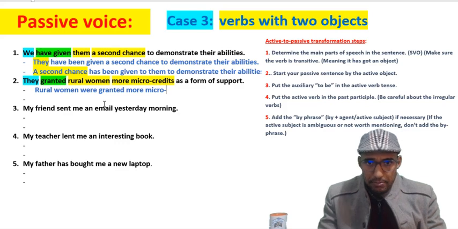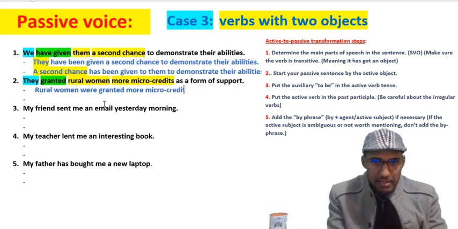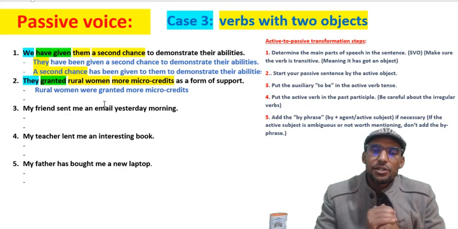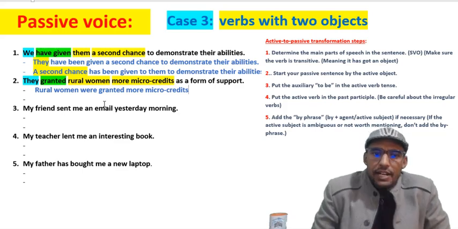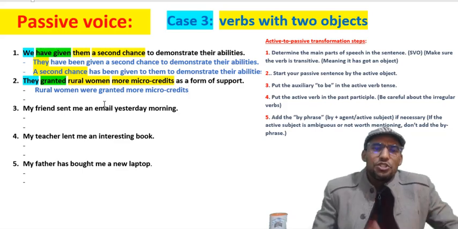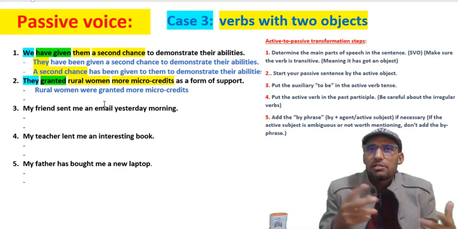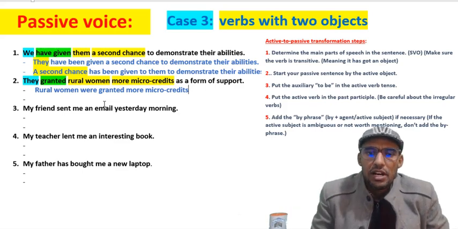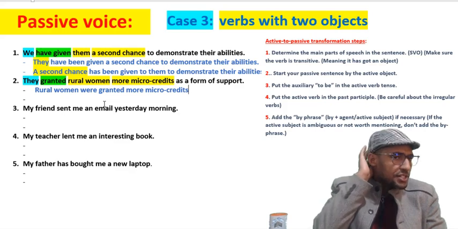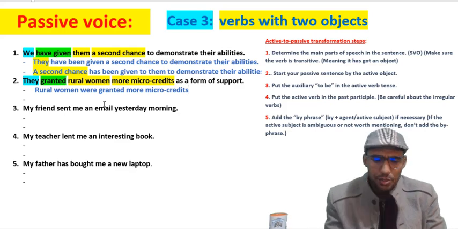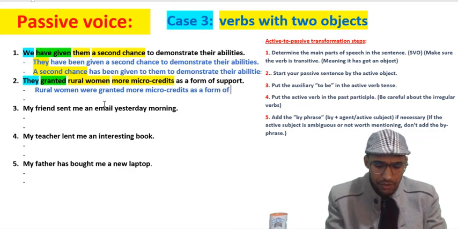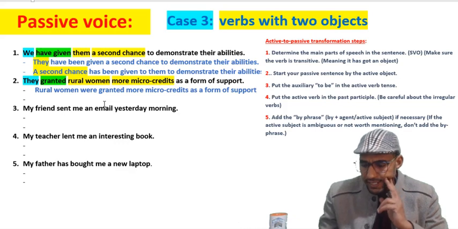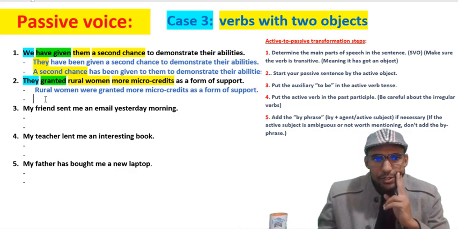Your attention, we have to complete our statement, the meaning, by adding the direct object immediately after the verb. Were granted more microcredits. No need to say "by them," right? The subject is not obvious here, so there is no need to add it. We complete our statement: as a form of support. Here we go. Okay, now let's move on to the second choice.